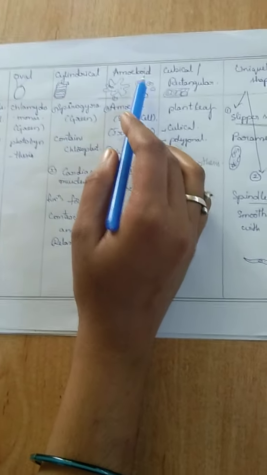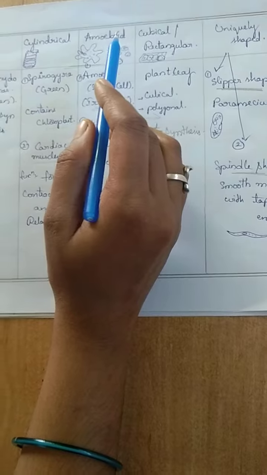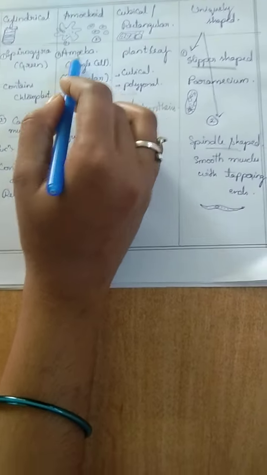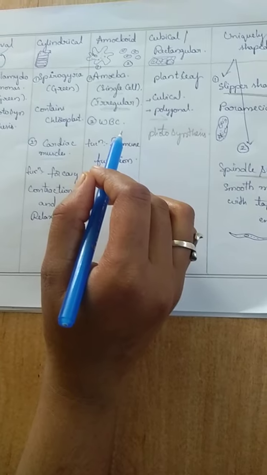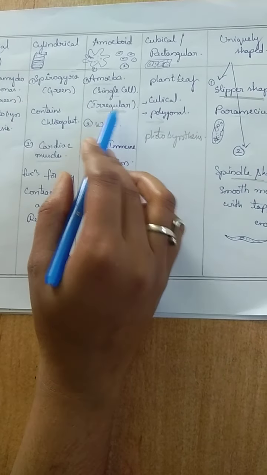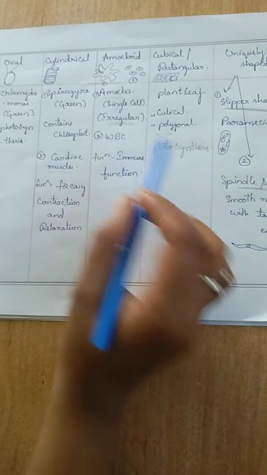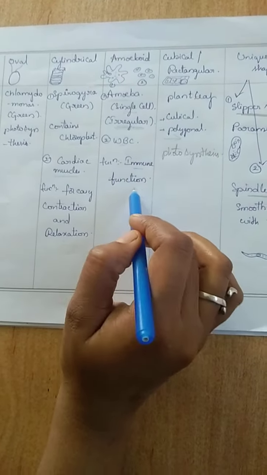Amoeboid shape, that means it doesn't have a definite shape. Example, amoeba. It is a freshwater amoeba, single cell and irregular in shape. It performs its own functions such as food collection and also immune functions. And next, WBC, white blood cells, their function is immune function.